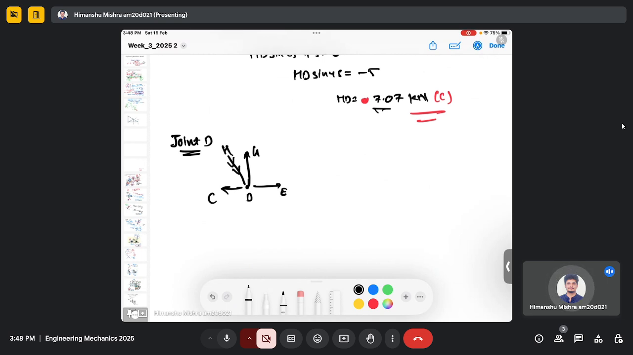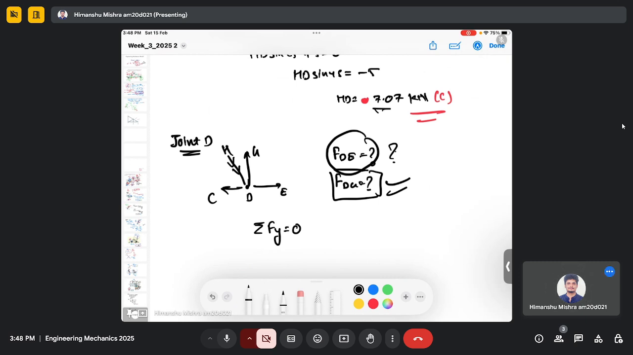So you can see from this free body diagram that even though we don't know the force in DE, and our objective is to find the force in GD, we can still use the method of joints even though we don't know this, because if I do the summation along the y-axis, I don't need to consider these two forces because they are completely in the x direction.